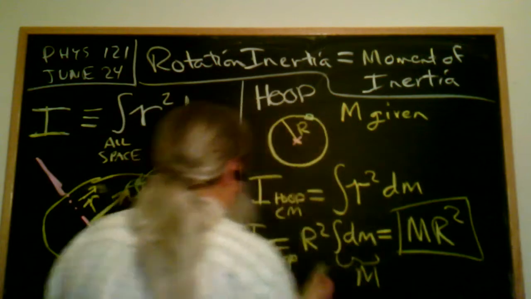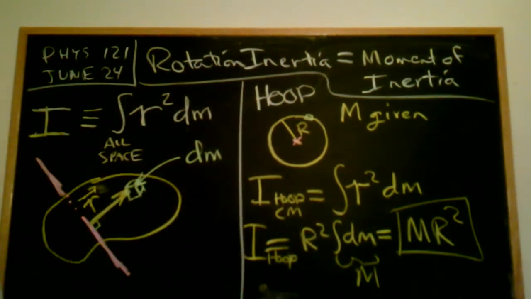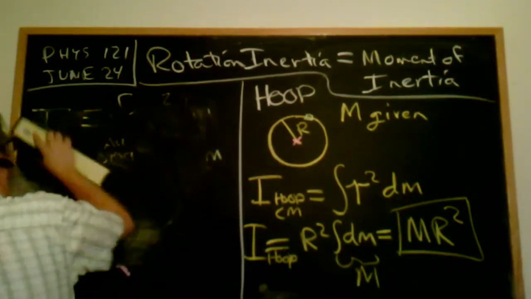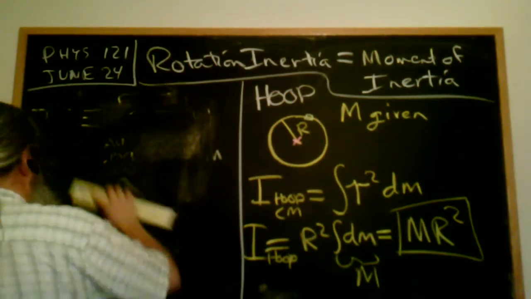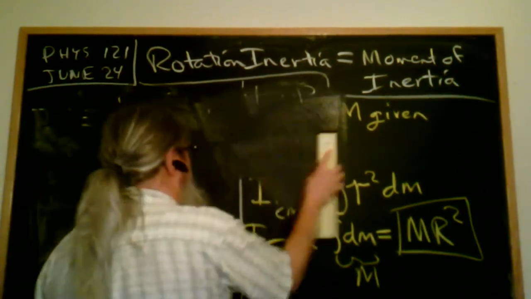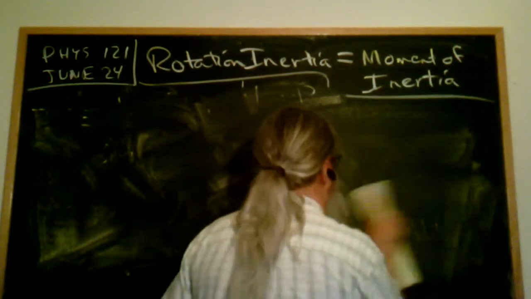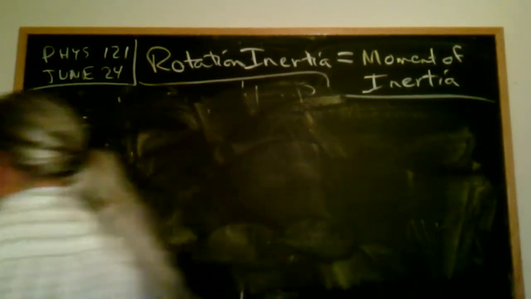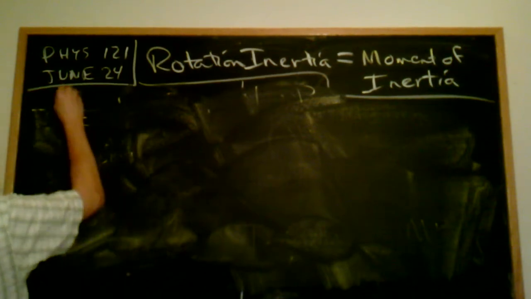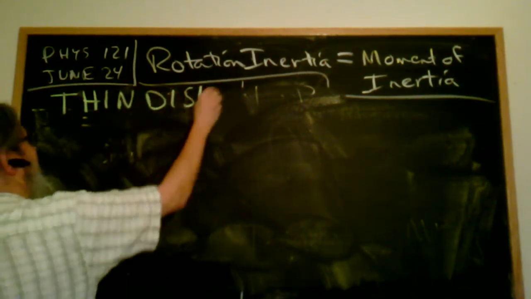Okay. Let's do one that's just a little more complicated. We will erase here, and erase here. So now we will do a thin disk. So what do I mean by a thin disk?